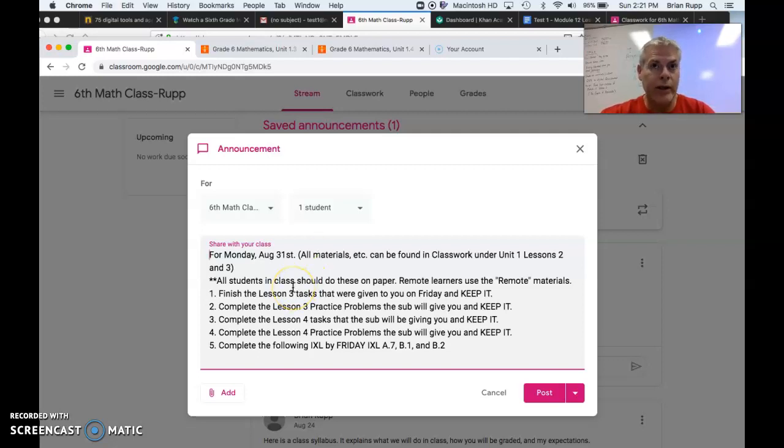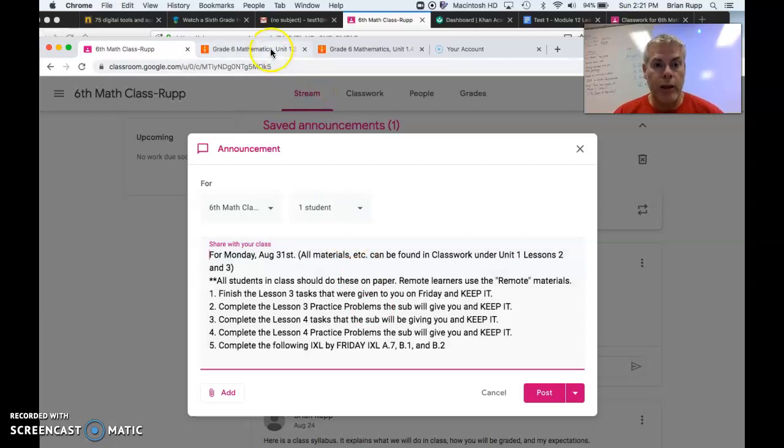All students who are in class should be doing their work on the paper given to them. Remote learners, I want you to use the digital way to do things. On Friday, you were working on lesson 3 tasks. You should have that. If you don't, I have extra copies. You need to complete the lesson 3 tasks, then keep them and put them in your folder. Then I want you to complete the lesson 3 practice problems that the sub will give you, and keep that.